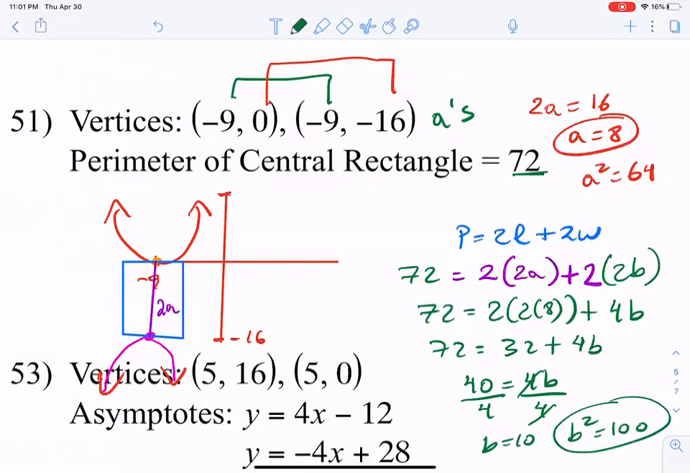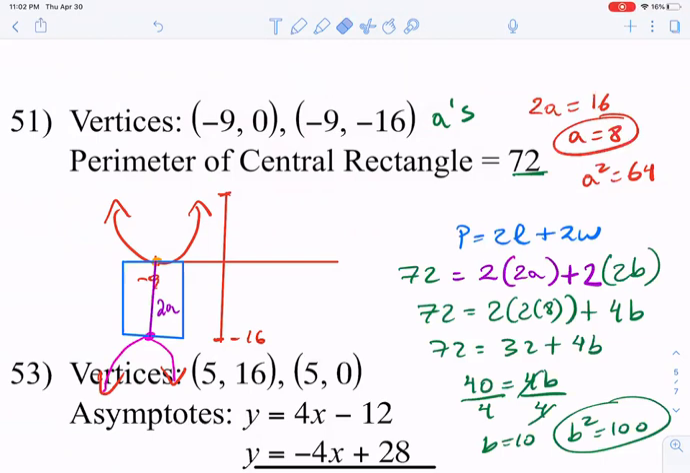Let's double check my calculation just in case I make silly mistakes. 2 times 2A plus 2 times W, which is 2B. So this is 72. This is 2 times A, which is 8, and this is 4B. So this is 16, this is 32, that's 40. Yeah, that's right. So now I have B squared and A squared. I need to find the center and I'm done.